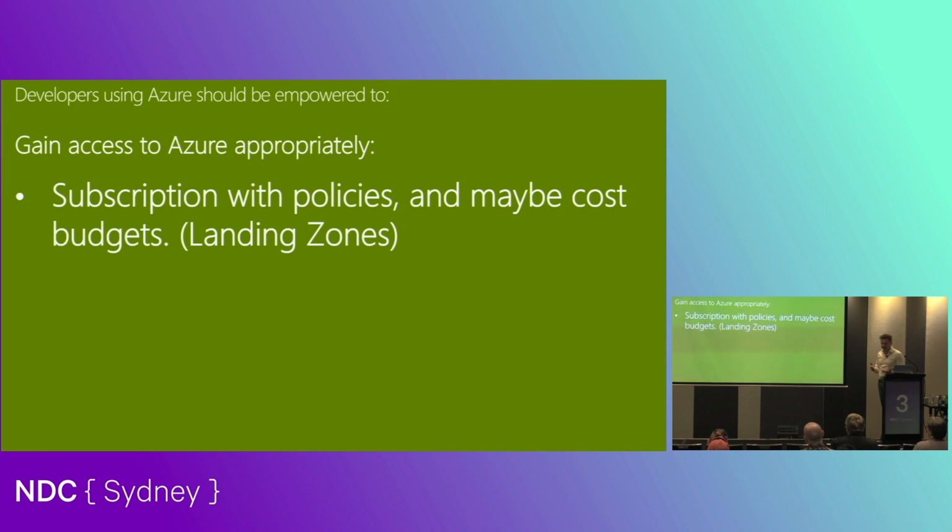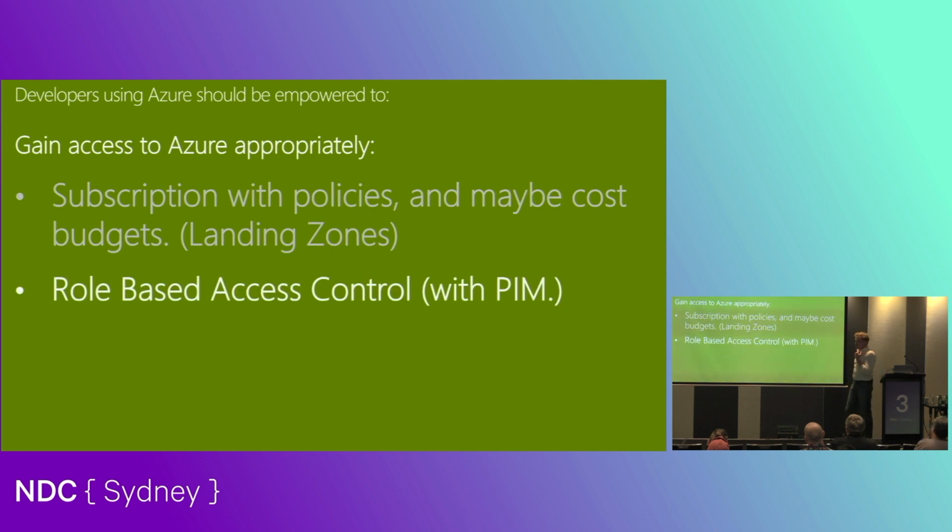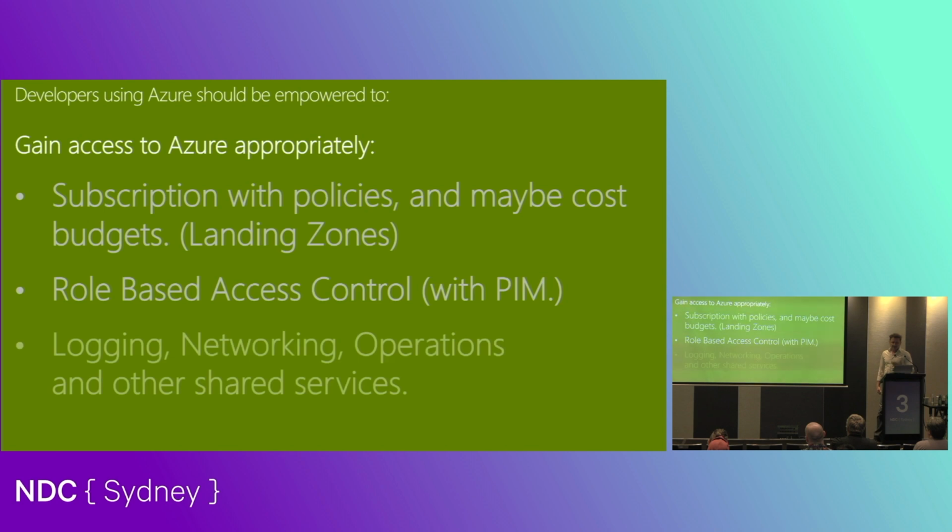They need to have a subscription. There needs to be policies, guardrails around there. There should be a cost budget, preferably, and they should have the appropriate access set up so that it's not the wrong access to the wrong thing, but the right access at the right time. There's just-in-time access. There's various things that need to be set up. There's a lot of governance here.